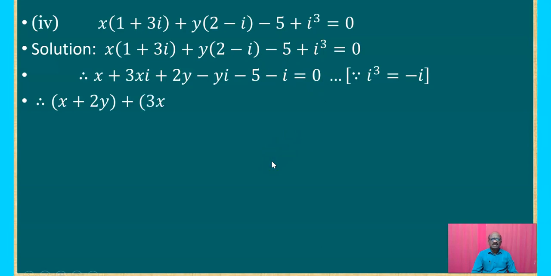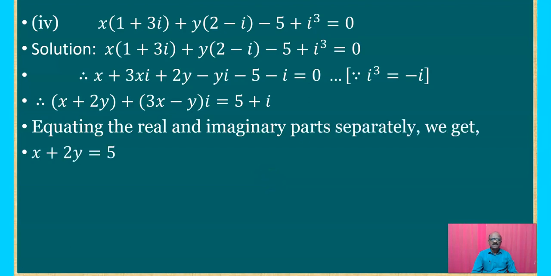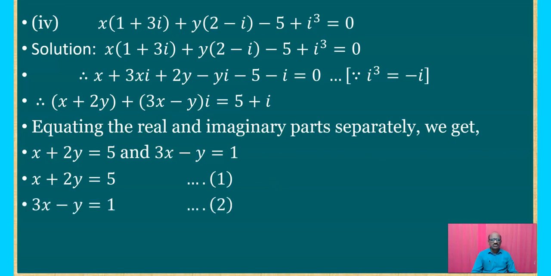Collect the real part and the imaginary part. (x plus 2y) plus (3x minus y) into i, equals 5 plus i. Okay, equate it. x plus 2y is equal to 5 and 3x minus y is equal to 1. See this here. x plus 2y is equal to 5 and 3x minus y is equal to 1. Simplify these two equations. This is equation number 1, this is equation number 2.